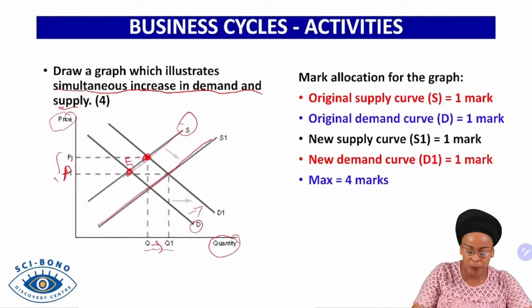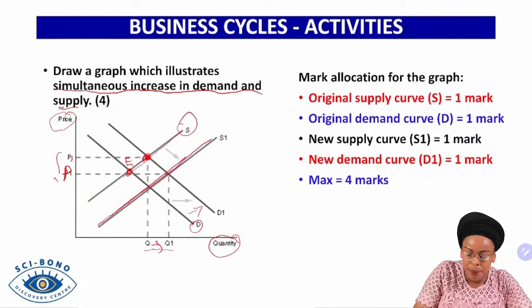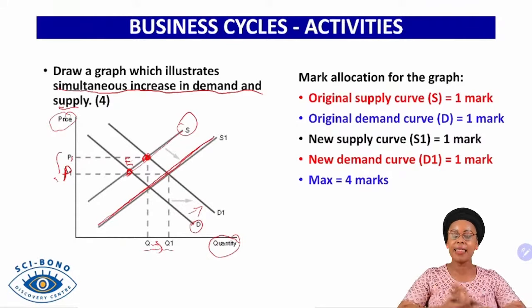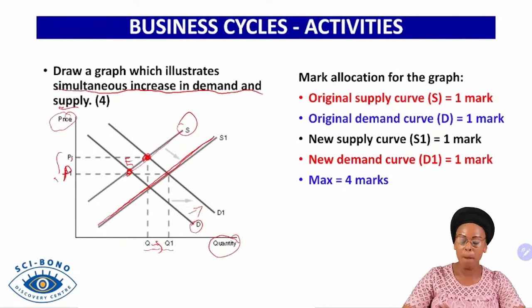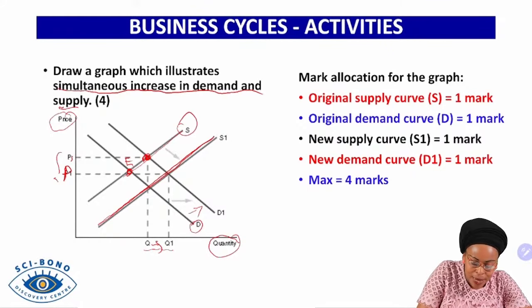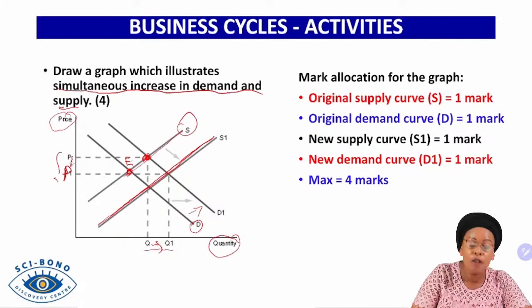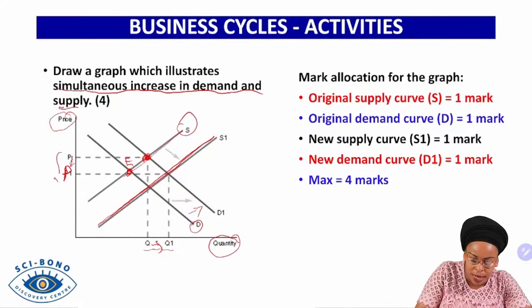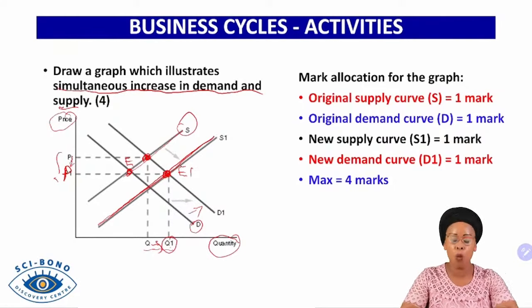Always remember that when they increase, they shift to the right. So this will be our new supply curve. Look at the price. Because both supply and demand have increased, look at the price. The price will drop from P1 to P, and this will be our new equilibrium point at quantity number 1.